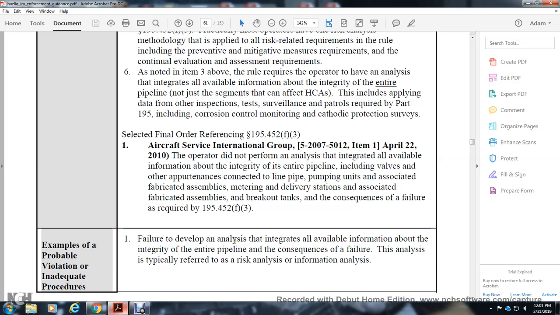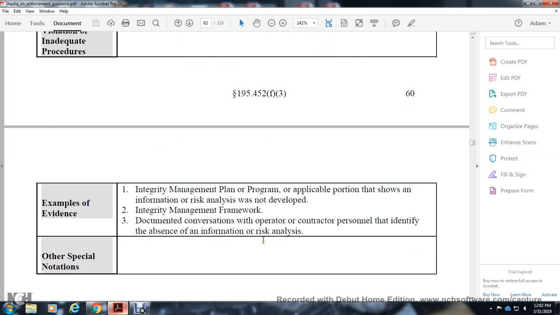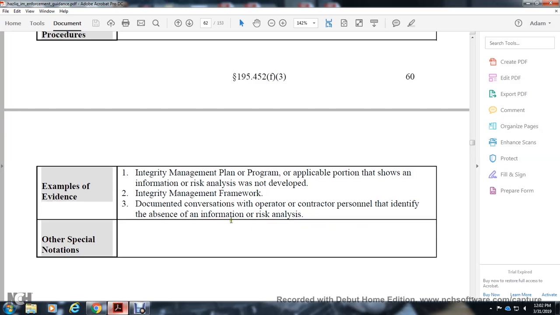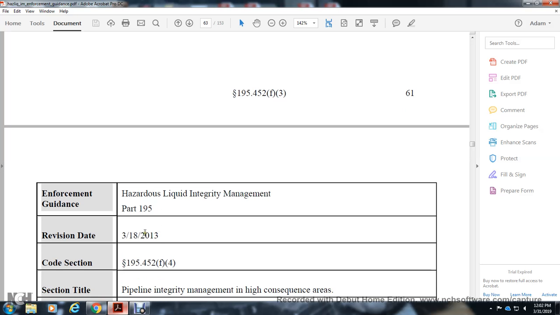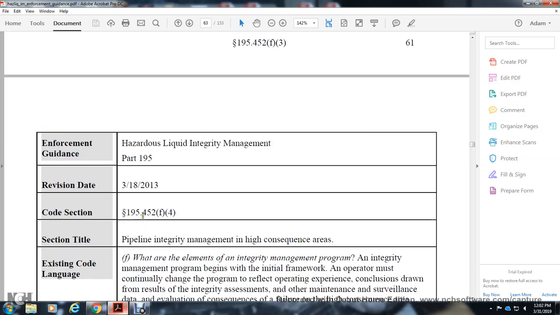An example of a probable violation: failed to develop an analysis integrating all the available information on the integrity of the entire pipeline and the consequence of failure. The analysis typically refers to the risk analysis information. Evidence includes: one, the integrity management plan and program applicable portion showing the information risk analysis was developed; two, the integrity management framework; and three, documented conversations of the operator's contractor personnel that identify the absence of the information risk analysis.